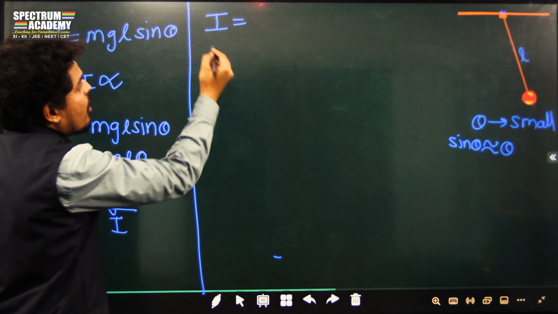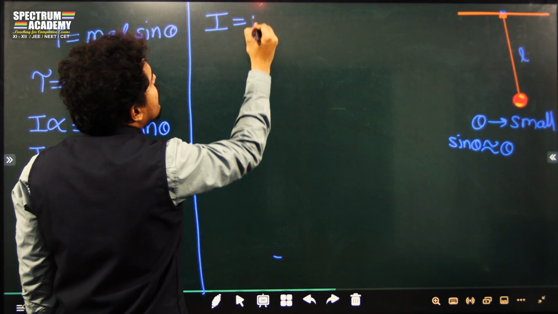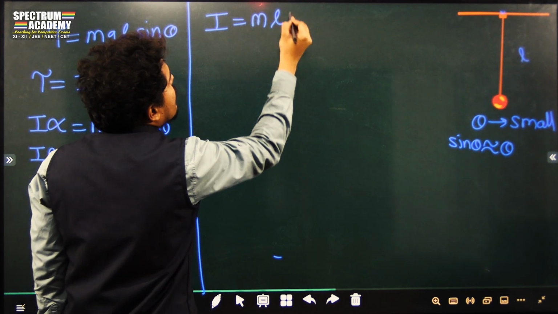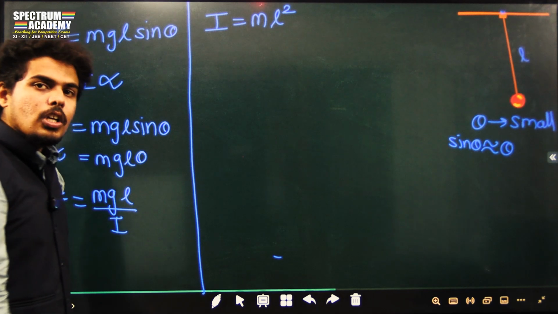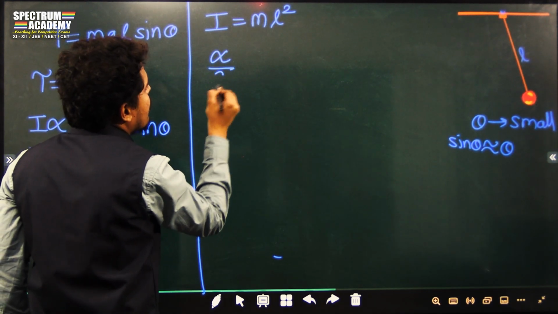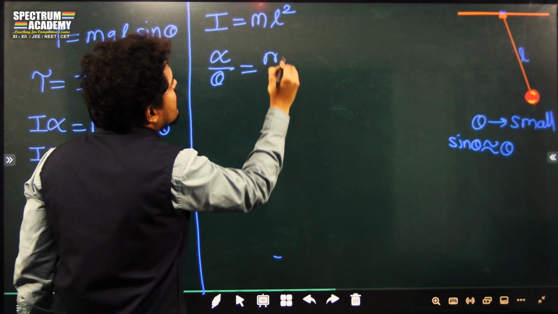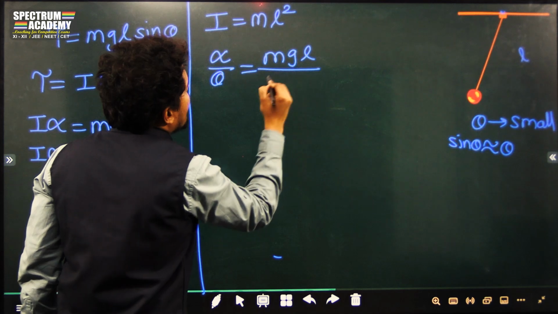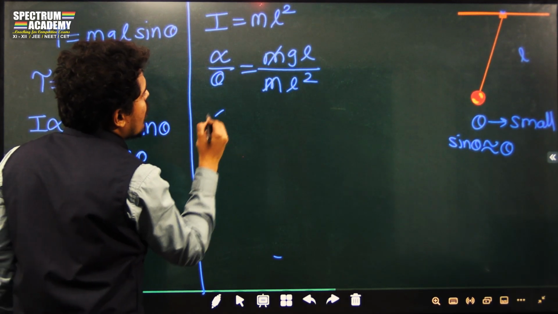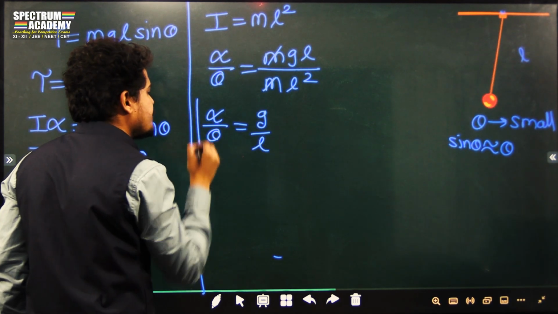Now what will be the moment of inertia here? Moment of inertia is mass into the square of the perpendicular distance. So I equals m l square. So I can put this value here. So alpha upon theta equals what? mgl upon I, that means mgl upon m l square. So m gets cancelled, l gets cancelled. So alpha upon theta equals g upon l.